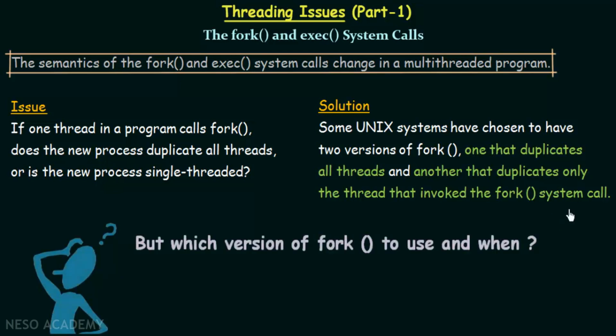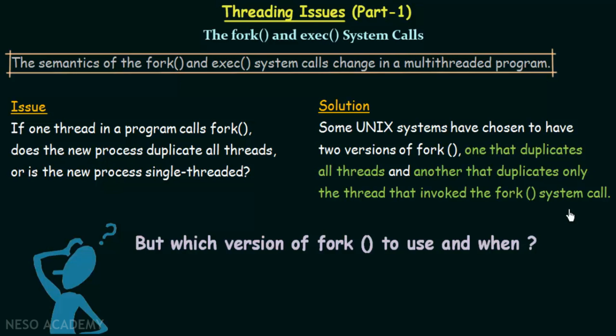We saw that there are two versions of fork that some Unix systems have adopted. But how do we know which version of fork to use and when? When should we duplicate all the threads, or when should we duplicate only the single thread that called the fork system call? Which version of fork to use and when?